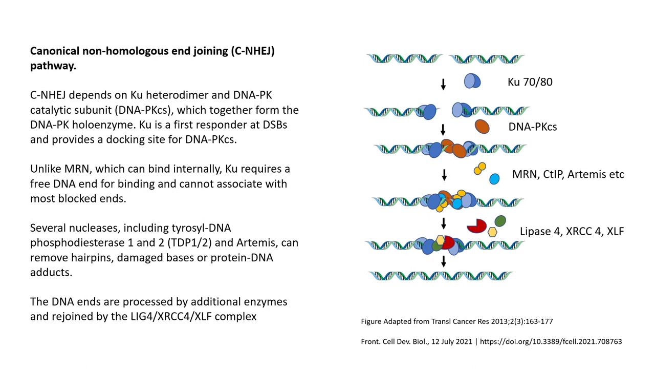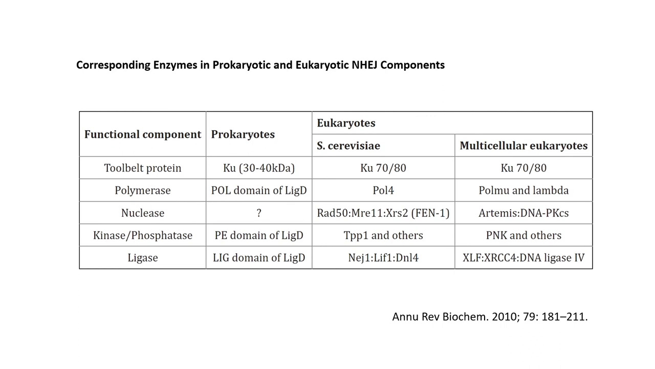The DNA ends are processed by additional enzymes and rejoined by the LIG4, XRCC4, and XLF complex. So, you can see here the various players like MRE11, CtIP, and Artemis, etc. Let us now compare the enzymes present in prokaryotes and eukaryotes, which carry out the non-homologous end joining process.